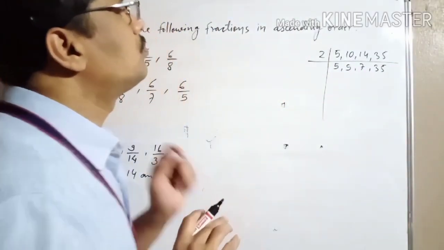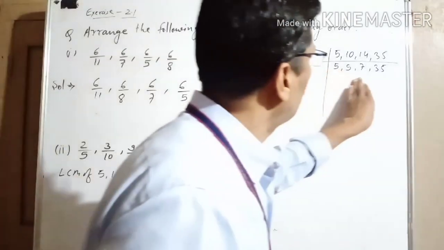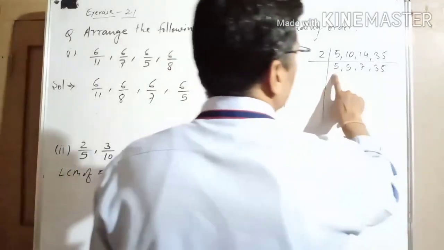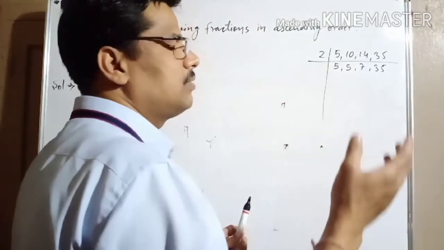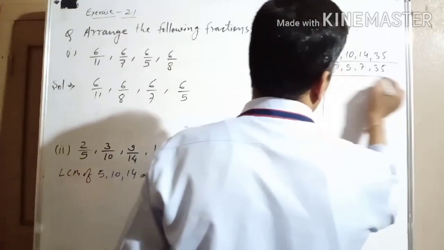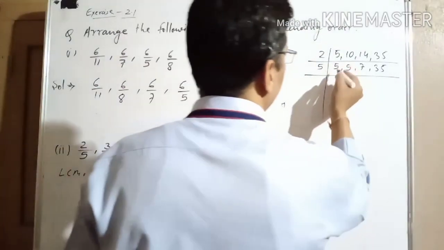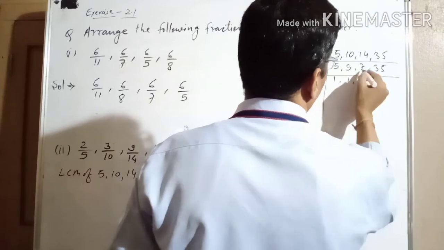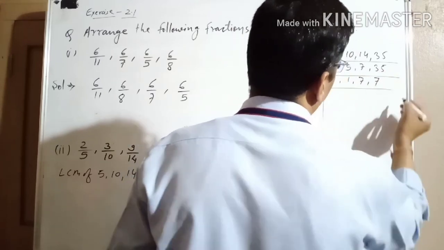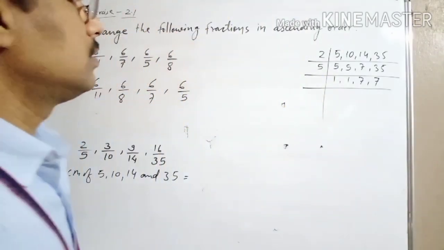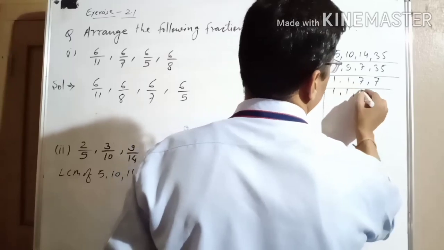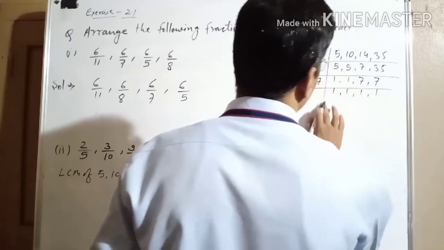After 2 we will take odd numbers. After 2 which number will come? 3. But these numbers are not divisible by 3. So after 3 the next prime number is 5. So we should divide by 5. 5 divided by 5 is 1, 5 divided by 5 is 1, this 7 will come as it is, 5 sevens are 35. Now after 5 which prime number will come? 7. So we divide by 7. This 1 will come as it is, 7 divided by 7 is 1, 7 divided by 7 is 1. So what is our LCM answer?